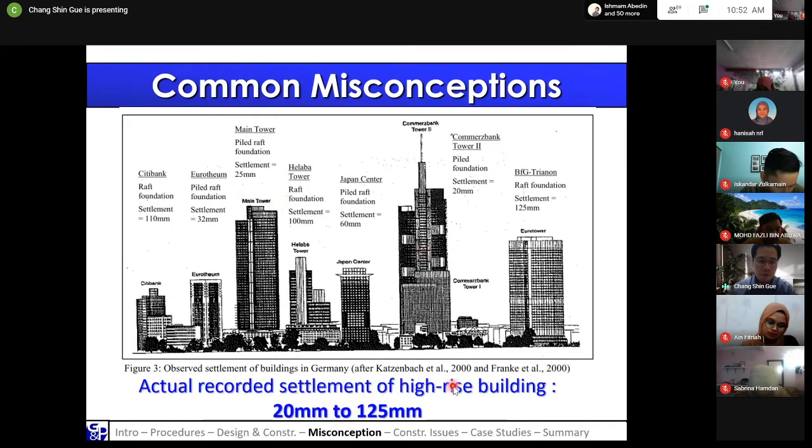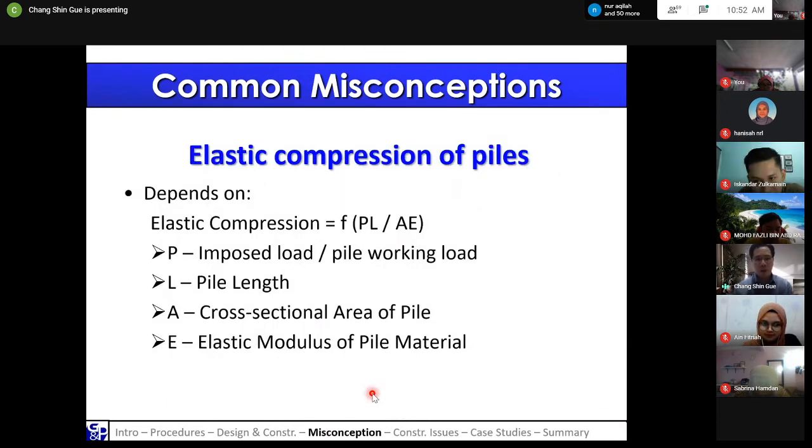Just to show you some of the actual recorded settlement of high-rise buildings, you can see some even go up to 125 millimeters. So imagine if you have large piles with high working load, then sometimes the elastic compression alone may be more than 12.5 or 38 millimeters.